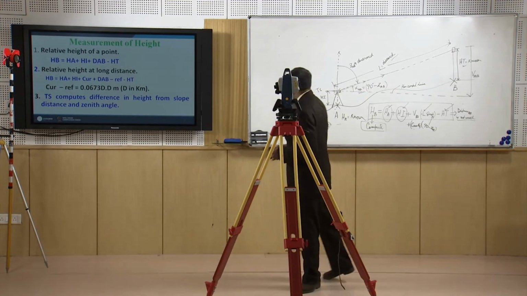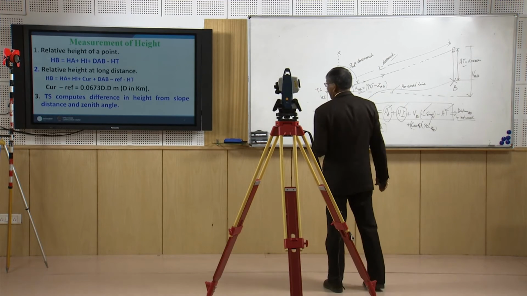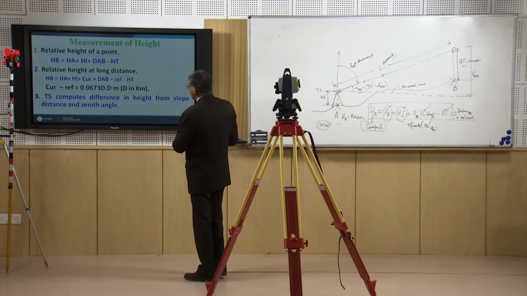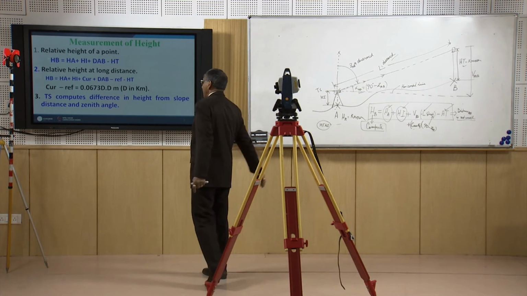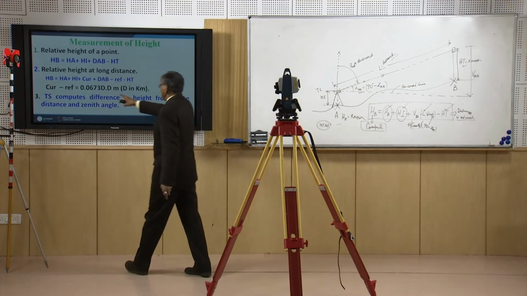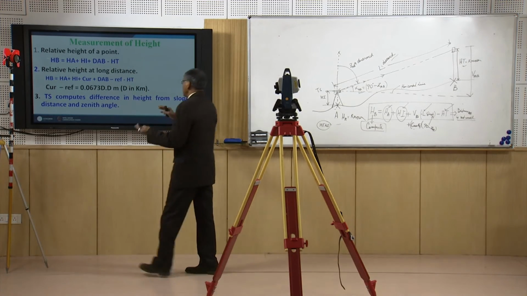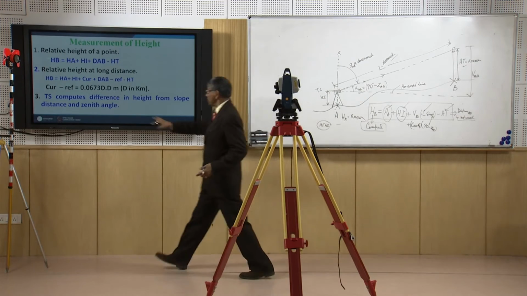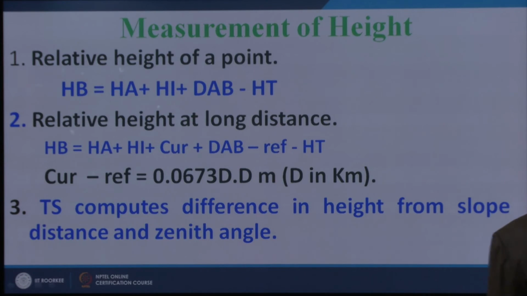Actually the reading is less; when it is curvature we should get more reading, so it should be added, and due to refraction there is the opposite effect. So, we have to add this with respect to curvature.